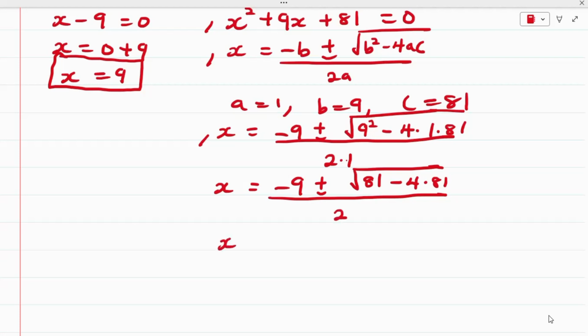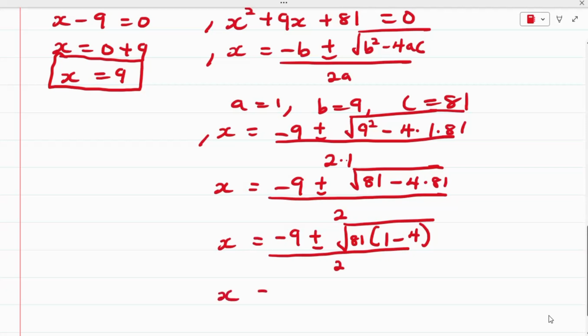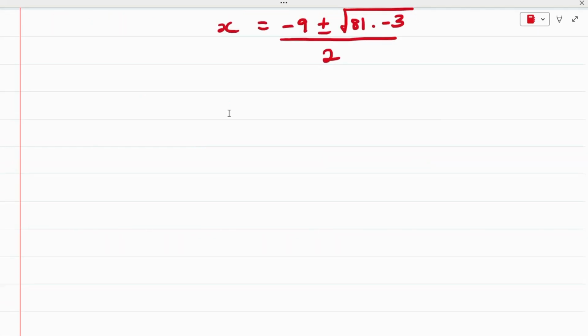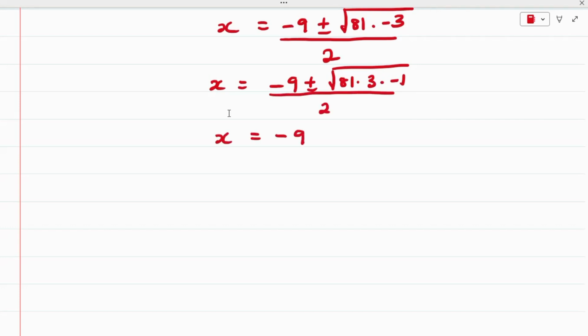So we have x is equal to minus 9 plus or minus the square root of, so from here we have 81 to be common, and if we factor that out we have 1 minus 4, divided by 2. So x is equal to minus 9 plus or minus the square root of 81 multiplied by 1 minus 4, which is minus 3, divided by 2. So from here we have that x is equal to minus 9 plus or minus the square root of 81 multiplied by 3 multiplied by minus 1, divided by 2.